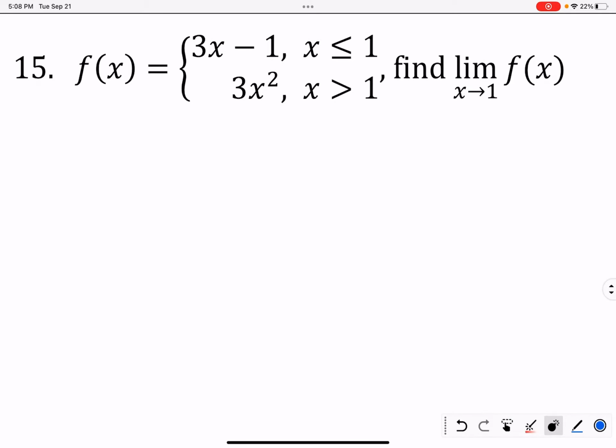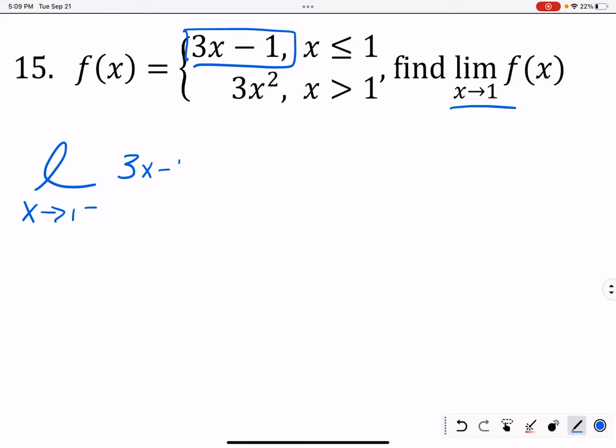All right, last two, here we go. Piecewise defined functions, mad easy. The limit's going to 1, and it's broken up at 1, so we're going to have to check from the left and right. So limit as x goes to 1 from the left. If I have values to the left that's less than 1, that's going to be the top piece of that function. So we have 3x minus 1, we can plug it in. 3 times 1 minus 1 gives us 2.